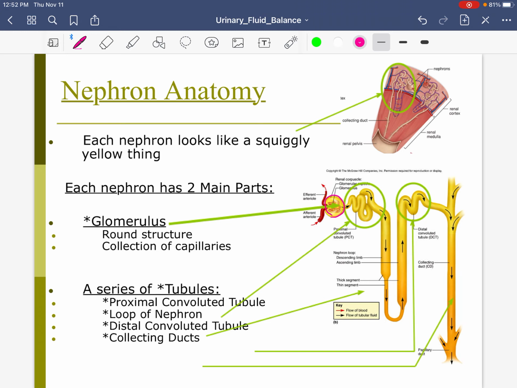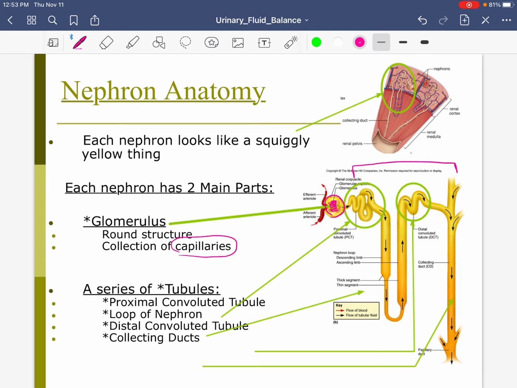So now if we enlarge that and we just take a look at one nephron, that ball structure I was talking about is called the glomerulus, because inside this ball is a collection of capillaries. And that's what the glomerulus really is. It's a ball of capillaries. Then we have a whole bunch of tubules, and each part of the tubule has a name.